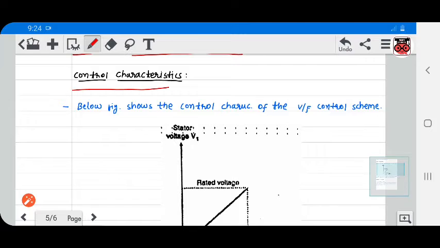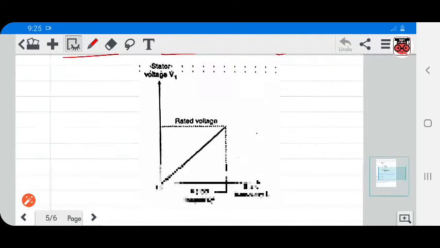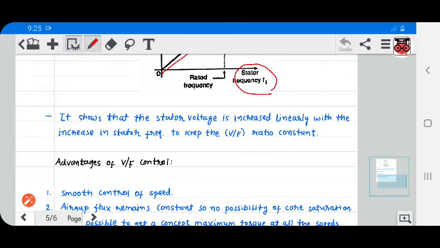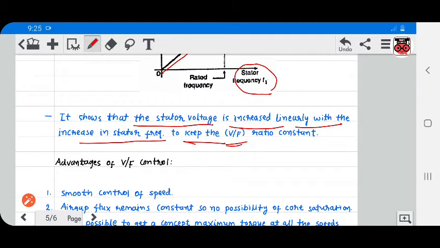Now the control characteristic. The figure below shows the control characteristic of the V/F control scheme. In this graph, you can observe the stator voltage and stator frequency, where you can see the graph is linear. This graph shows that the stator voltage is increased linearly with the increase in stator frequency to keep the V/F ratio constant.